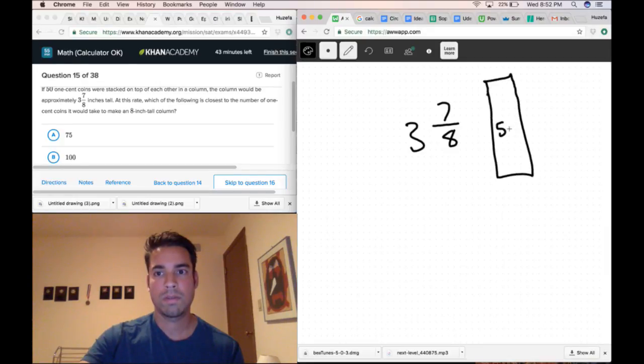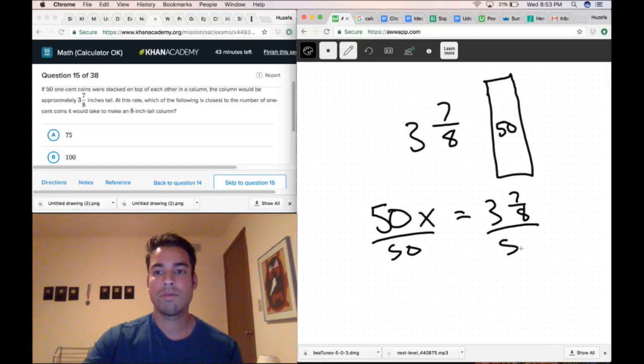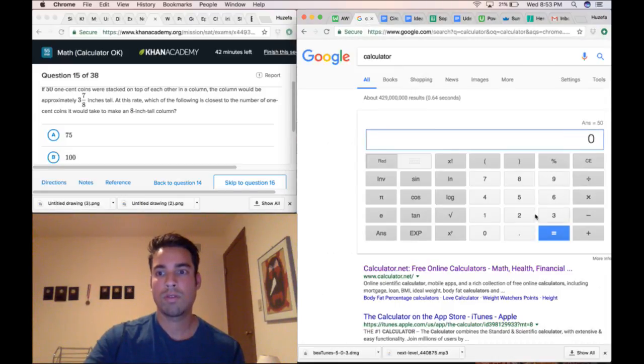Here's 50. At this rate, which of the following is closest to the number of 1-cent coins it would take to make an 8-inch column? So basically what we're doing is we're figuring, we could say 50 times x, which is the height of one of these, equals 3 and 7/8. So this is one way to do it. We divide both sides by 50.